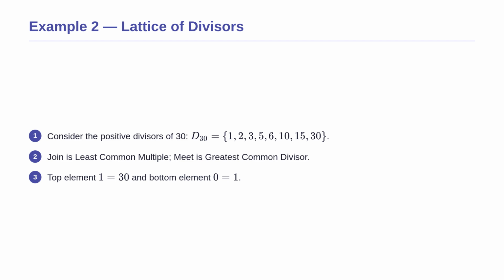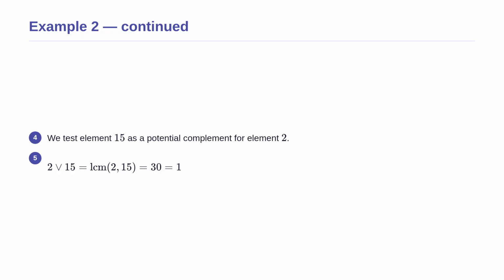Let us find the complement for the element 2. We will test the element 15 as a potential complement for the element 2. We start with the join operation, which is the least common multiple. We ask ourselves, what is the smallest number that both 2 and 15 divide into evenly? The answer is 30. Since 30 is our top element, or our 1 in this lattice, the first condition for being a complement is successfully met. The two numbers combine through their least common multiple to reach the absolute ceiling of our divisibility structure.